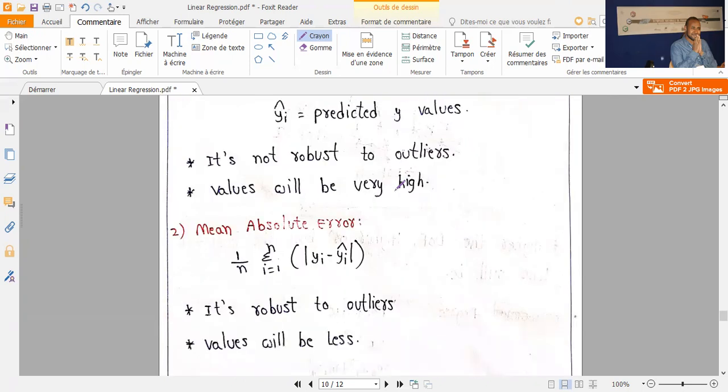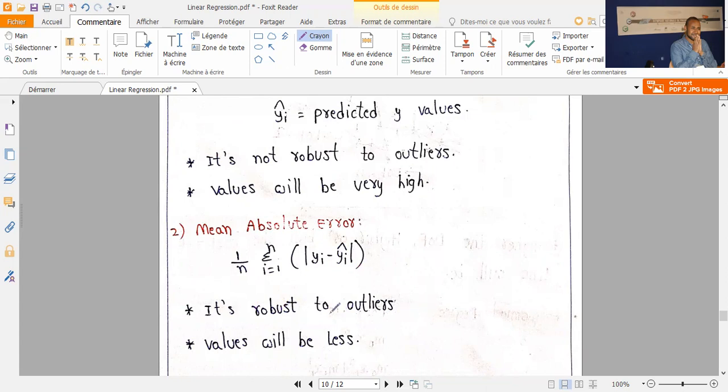Well, and we have the second one. It's mean absolute error. Here, this is the formula: 1 divided by n, the sum of all the points we have, of the absolute value of the difference. That means the actual value minus the predicted one, with the absolute value, and it is robust to outliers.